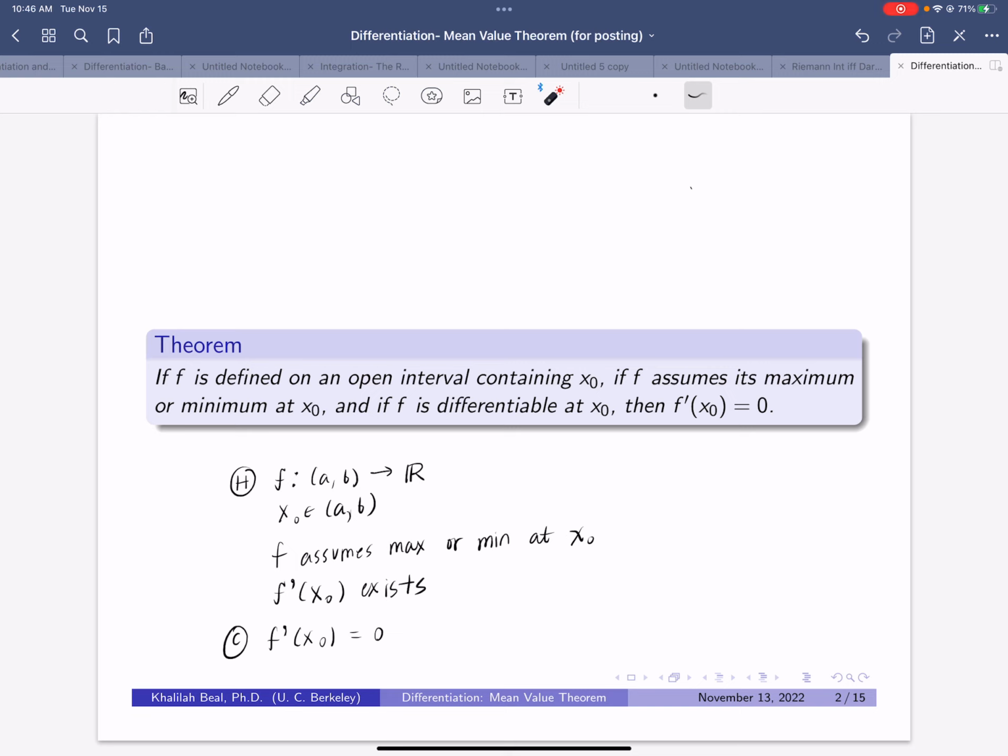So suppose f is some function defined on an open interval (a, b), and at some point in the domain, f assumes a max or a min, and f is differentiable at that point. The claim is that f prime of x naught is equal to 0.